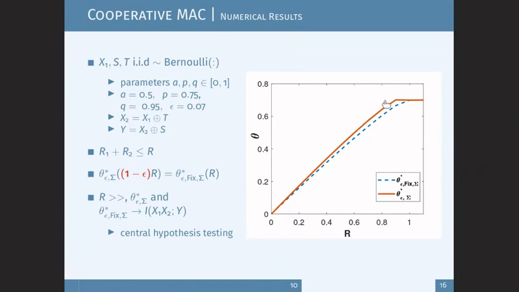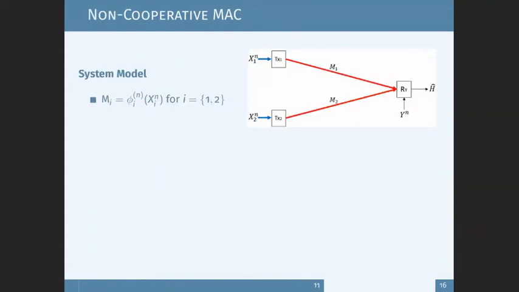And as we can see also, as the rate increases, here we tend to an optimal exponent for the central hypothesis testing. What do we mean by central hypothesis testing? It's actually when the decision center can have direct observations of all the sequences X1^n, X2^n, and Y^n. There's no need to compress, no need to communicate anything. It's like having infinity of bits sending. So this was for the cooperative MAC.